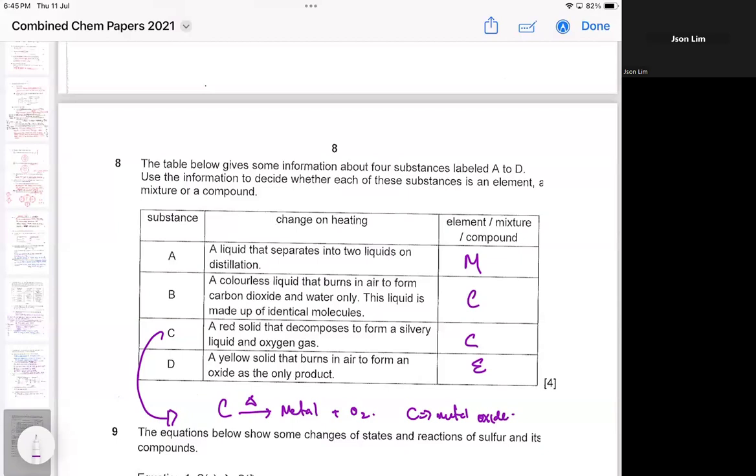Just a point on B. It says it's a liquid that gives you CO2 and water only. So most likely it is an alkane or an alkene, something like CH something. So when you burn it, you get CO2 and H2O, something like this.